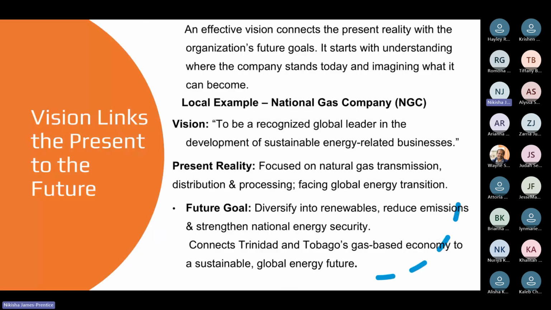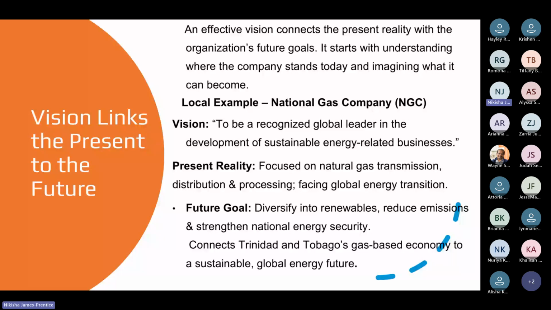Vision links the present to the future. An effective vision connects the present reality with the organization's future goals. It bridges what is and what could be. It begins with understanding where the company stands today and imagining what it can become.